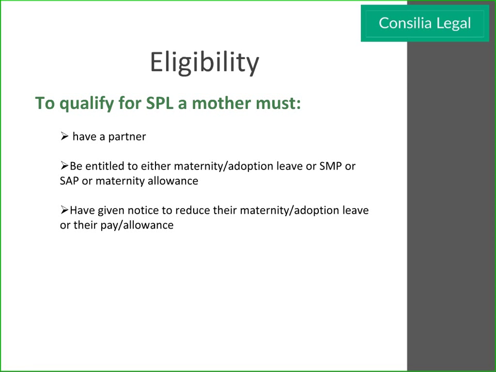Right, so we'll start looking at the eligibility, because this might give you a bit more information and idea of the process. For a mother to trigger the right to shared parental leave for one or both of the parents, she must have a partner. That can be the child's biological father or partner of the mother or adopter, or it can be a spouse, civil partner, or a partner who's living in an enduring relationship with the mother and the child. So there has to be a partner there. They have to be entitled to either maternity or adoption leave, or statutory maternity pay or statutory adoption pay or maternity allowance. And they have to have given notice to reduce this.